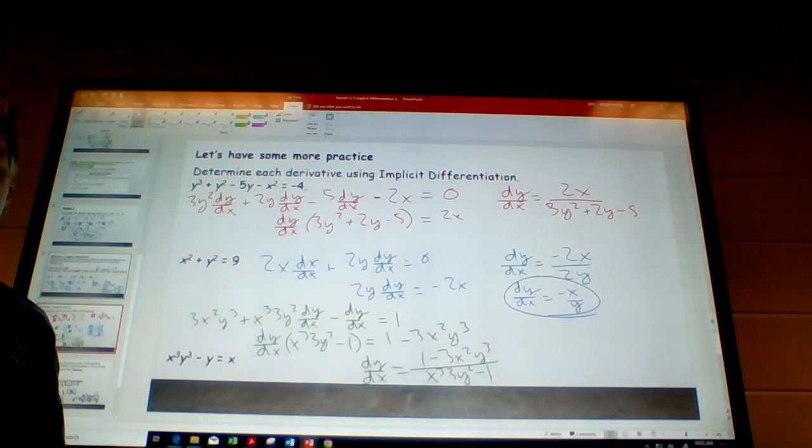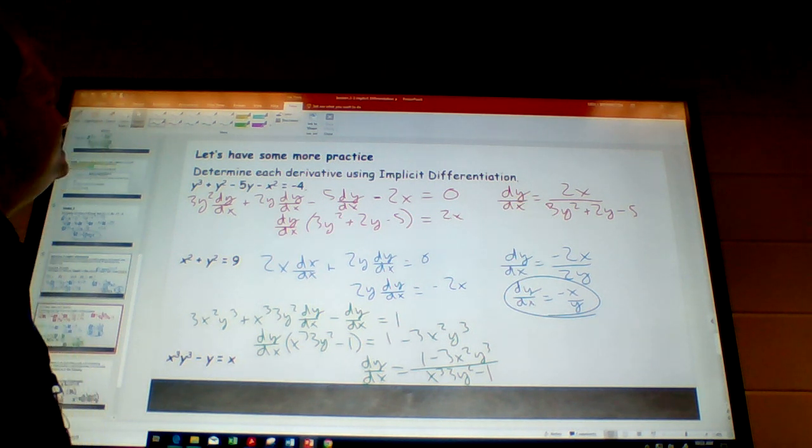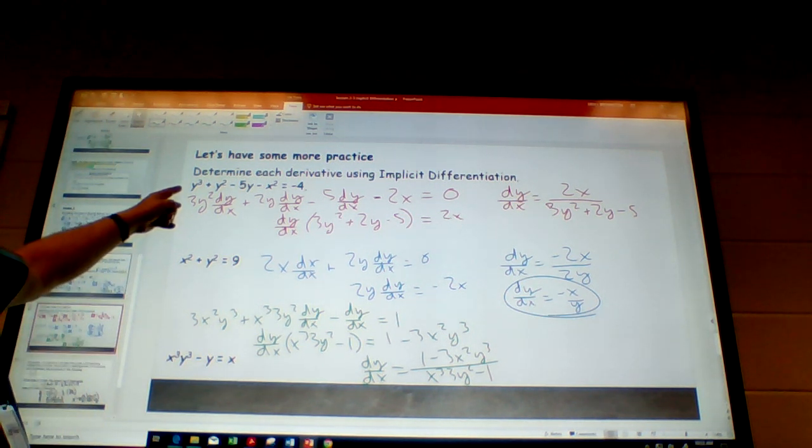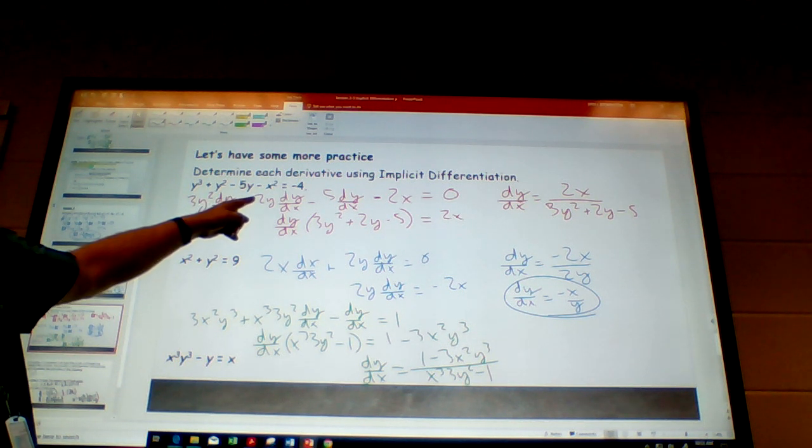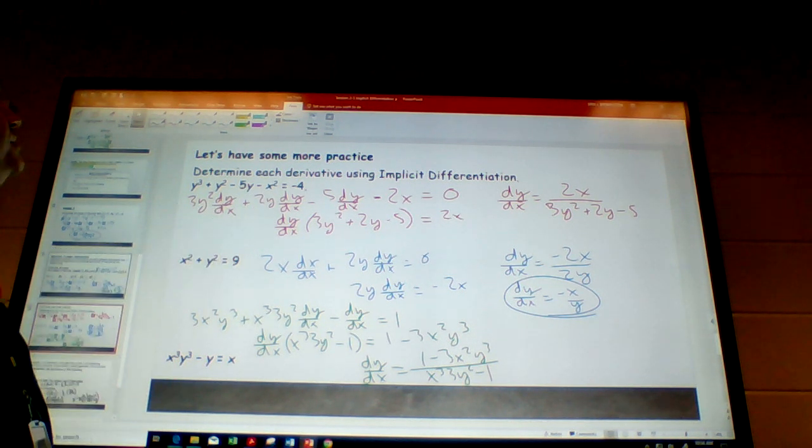Now, to do a little bit more practice, we did the same thing. The derivative of y to the third is 3y squared times dy/dx. The derivative of 2y squared is 2y dy/dx. We had actually done this problem a little earlier in the lesson, but I wrote it out again so you can see it.